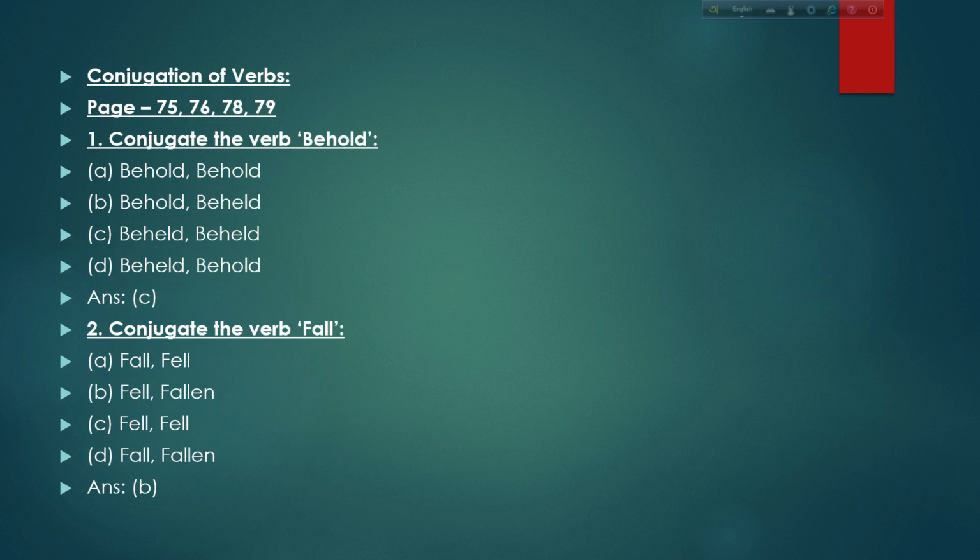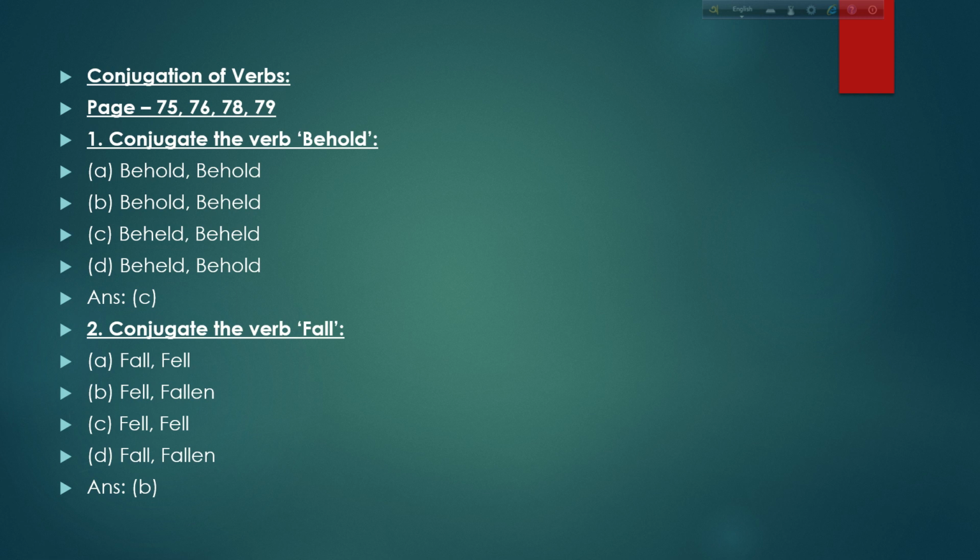Now the conjugation of verbs. In your syllabus it is given, pages 75, 76, 78 and 79 are in your syllabus for first term. So the question may come like this: conjugate the verb behold. There will be 4 options. So the correct answer is number C, beheld. You have to put the correct answer C.